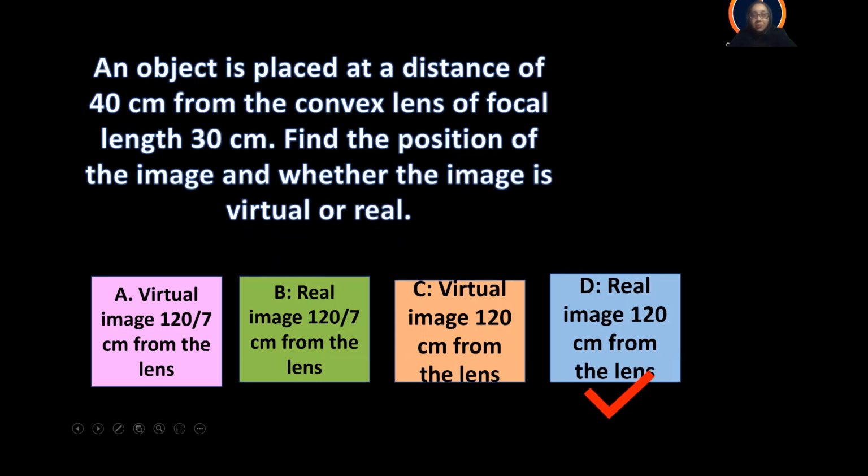I'm sure that you are able to answer it correctly, and it is real image 120 centimeters. So it is real image 120 centimeter. If you think that it will be real, right? So the position of the object is between 2F1 and F1, and hence the image will be at or beyond 2F1, and 2F1 is 60, right? If 30 is the focal length, then the 2F1 value will be 60 centimeter. So you can guess like this.